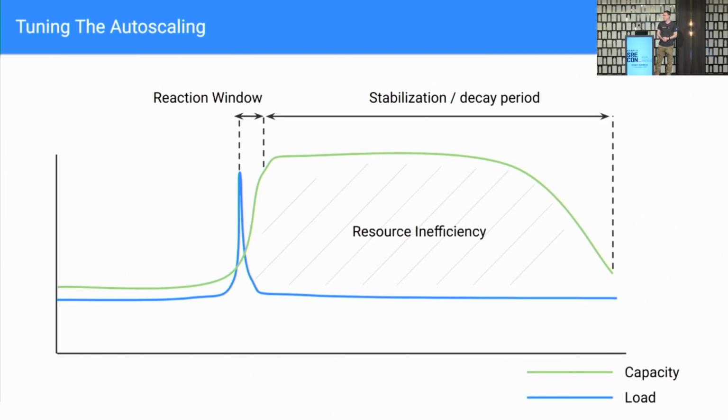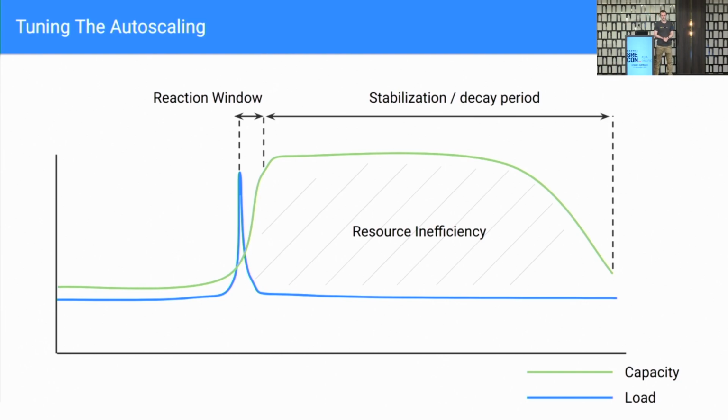Another factor is your stabilization or decay period. So a long decay period means that you will be prepared for subsequent spikes. Maybe there's another spike coming in 10 minutes time or an hour's time, and you've now got the capacity ready to handle that. But the downside is that you can see that big area there. That's a big area of resource inefficiency.